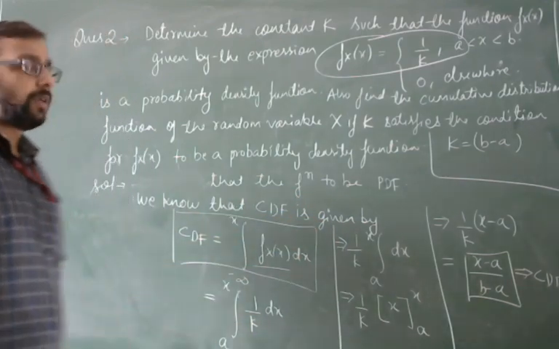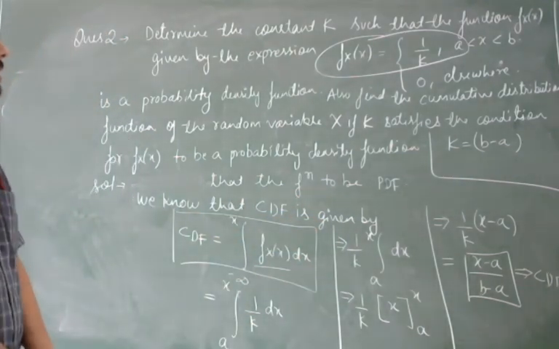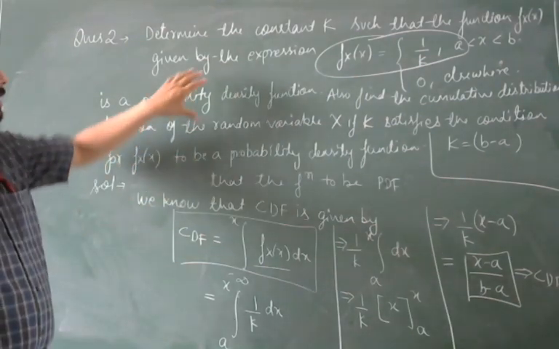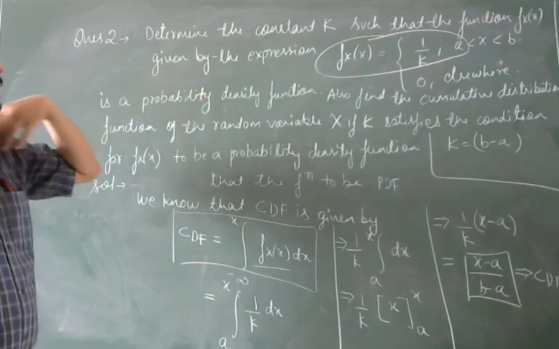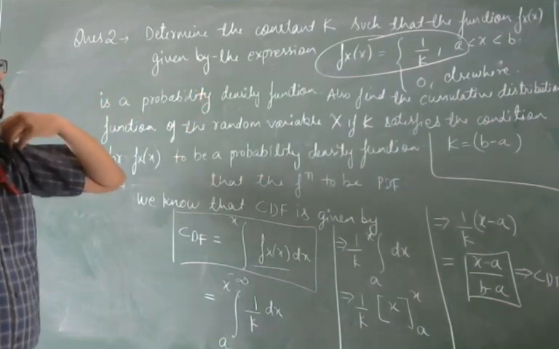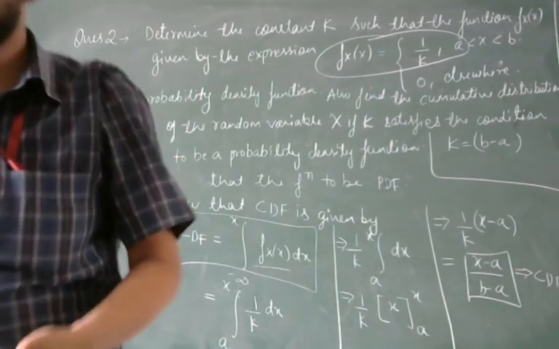तो this is your second numerical. It consists of two parts, and in the first part we have to calculate the value of the k, in the second part calculate the value of the CDF. Okay.